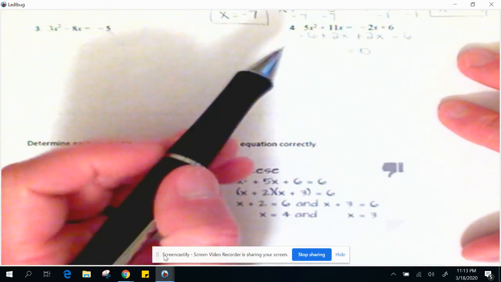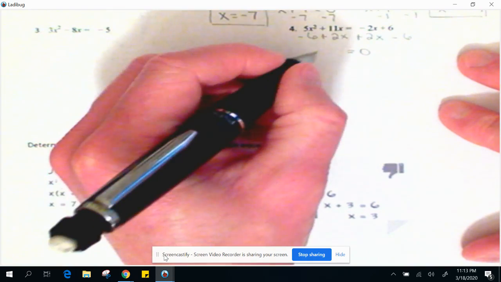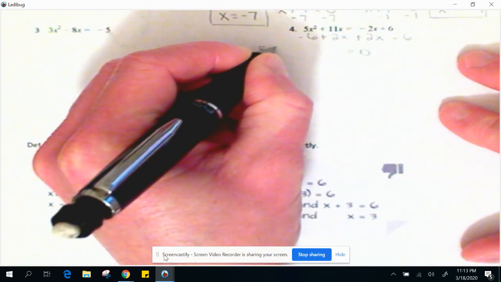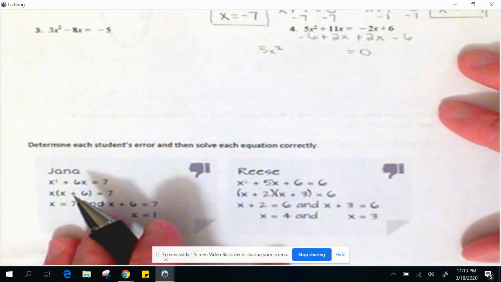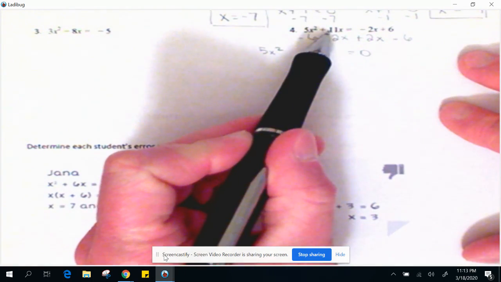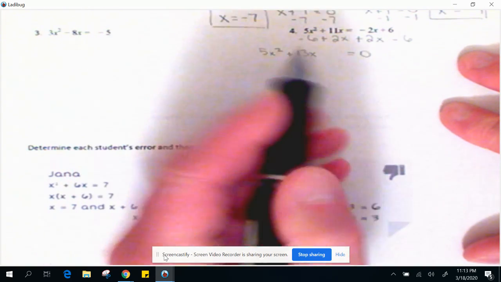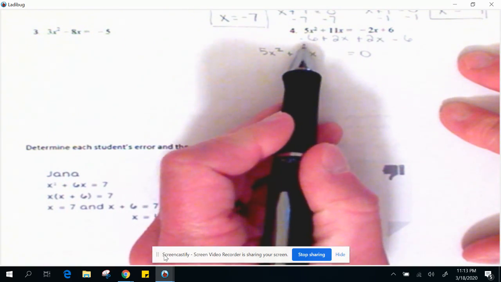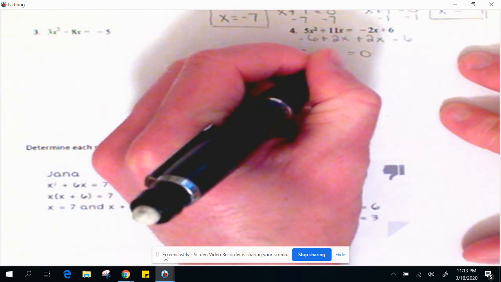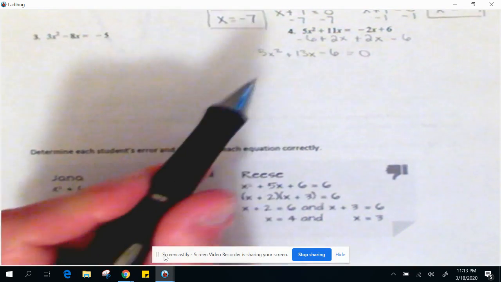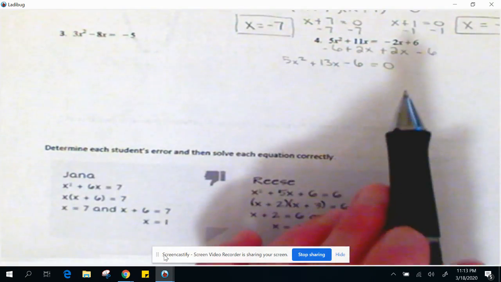Now we've got 5x squared, which doesn't have any common factors, like terms. Then we have 11x's, but we brought over 2 more. So now we've got 13x. And then we don't have anything else that's a number. So we just have that minus 6. All right, here we are. Standard form, set equal to 0.